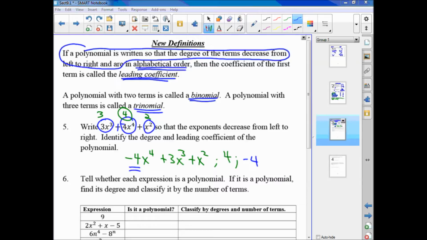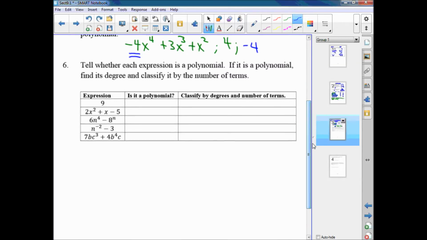Number 6. Tell whether each expression is a polynomial. If it is a polynomial, then find its degree and classify by number of terms. So 9 is just a constant by itself. So yes, this is a polynomial. We're going to classify it by its degree first. It's a degree 0. And the number of terms is 1. That's a monomial.